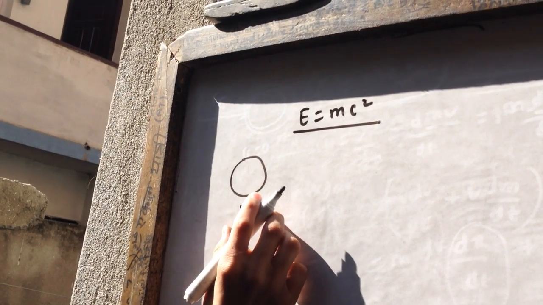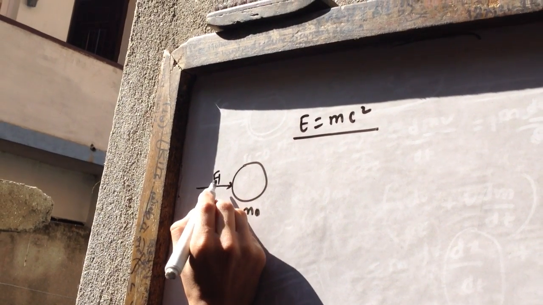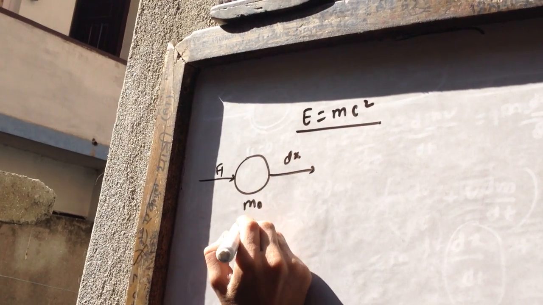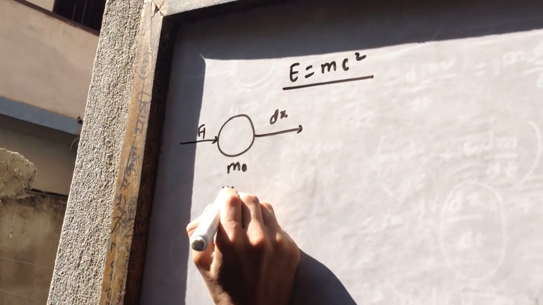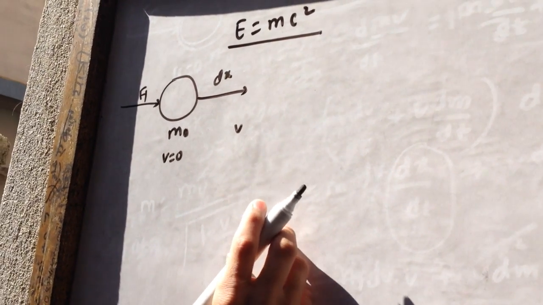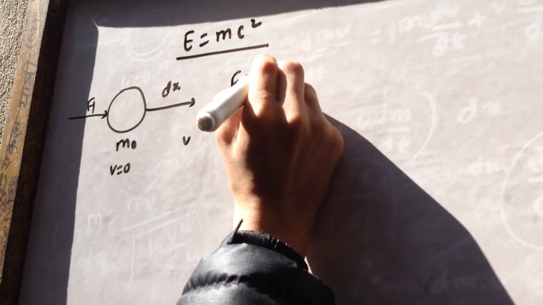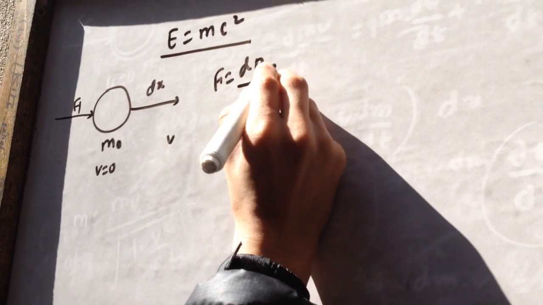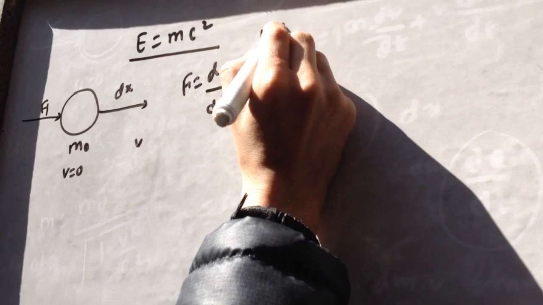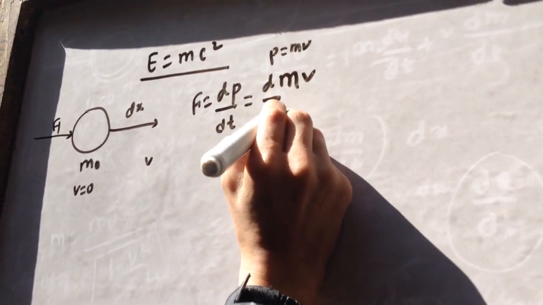which is initially at rest. When we apply the force F on this body, it is displaced through the distance dx, and the velocity of the body goes from zero to v. From Newton's second law we know that the force is the rate of change of linear momentum, and linear momentum is the product of mass and velocity, so F = d(mv)/dt.